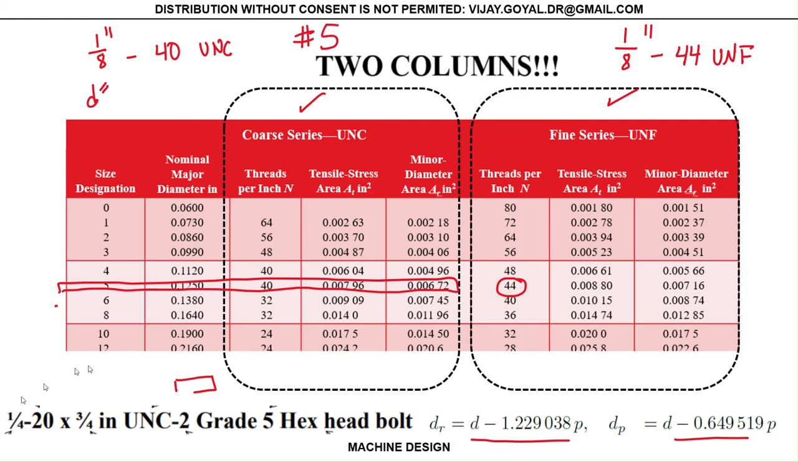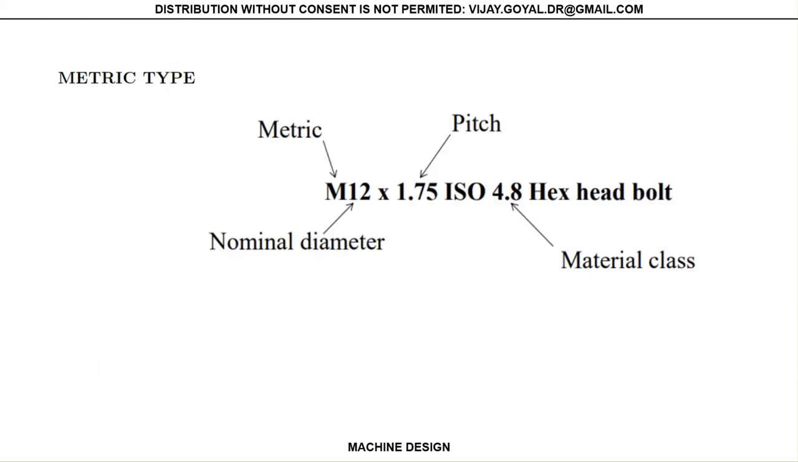Okay, this is the unified series, but then you have the metric series. In the metric series, this is the nominal diameter. This is your D. This is your pitch. Now it's not N, it gives you P. Remember, pitch is what goes from one crest to another crest. Thread is the number of threads that you have to hold over the length of the screw.